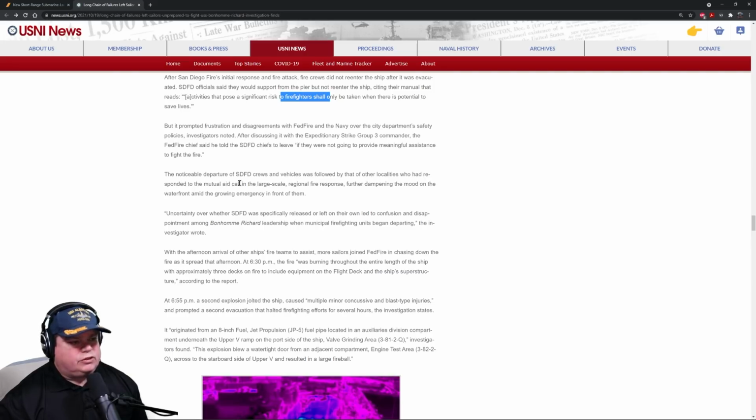The noticeable departure of the San Diego Fire Department crews and the vehicles was followed by that of other localities who had responded for a mutual aid call. So not only did they lose the San Diego Fire Department, they lost everybody else that came to help. So now it's just the base fire chief and the CO trying to coordinate this effort.